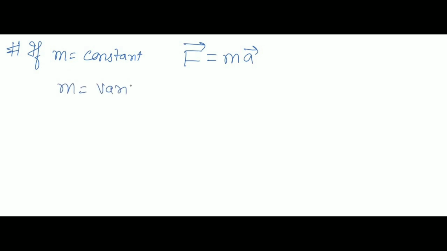So I'm concluding what I have told you earlier: if mass is equal to constant, then you can use F is equal to mass into acceleration. That is Newton's second law. And if mass is variable, then you use F is equal to dp by dt. That is Newton's second law, that the rate of change of momentum is the total force on the system.